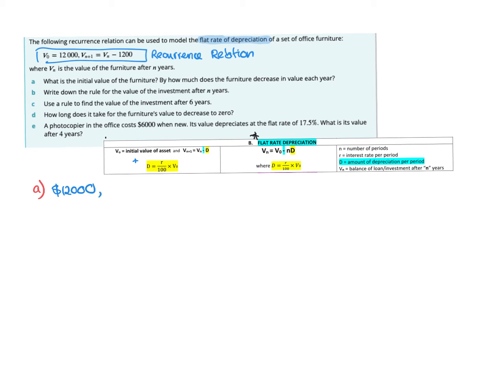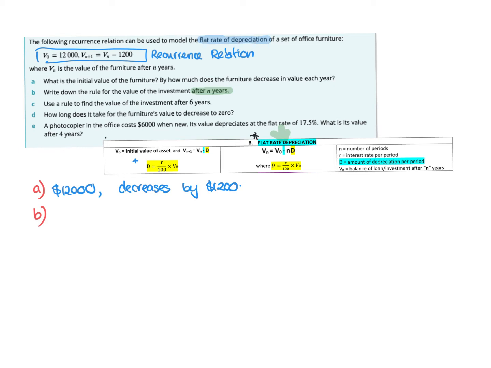Yeah, good. And it decreases by 1,200. Good. So that's just letting the examiner know that you can read a recurrence relation. Now, it says write down the rule for the value after n terms. So that means we're using this one. We need the nth term formula. So let's go and look at that.